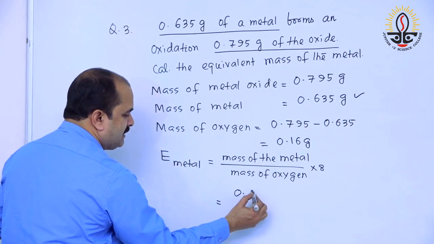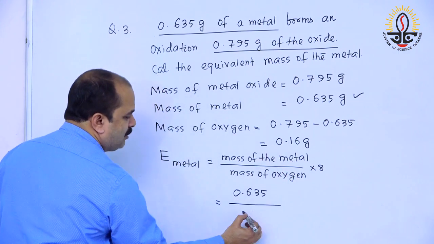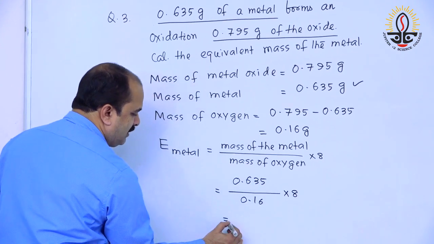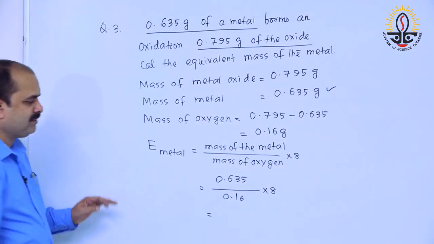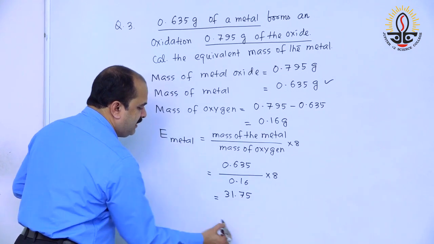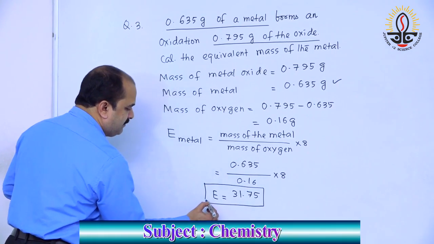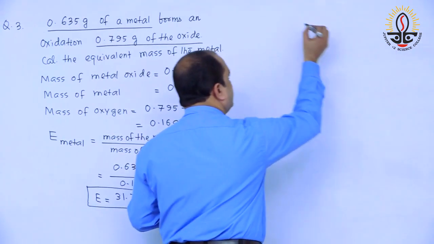It is 0.635 divided by 0.16 into 8, and the equivalent mass of the metal is 31.75. This is the equivalent mass of the metal, 31.75. And we will discuss question number 4 when volume is given.